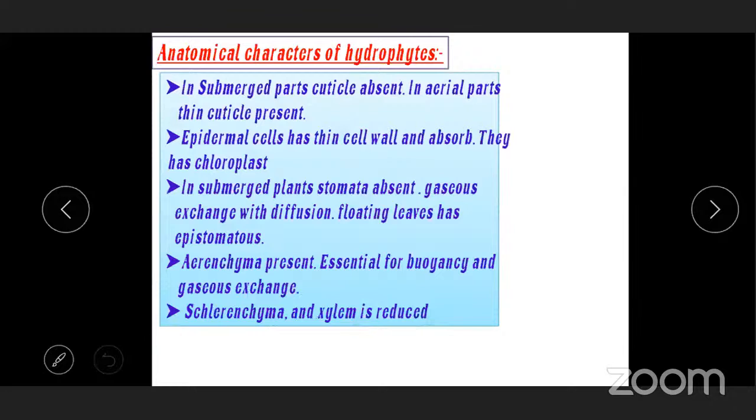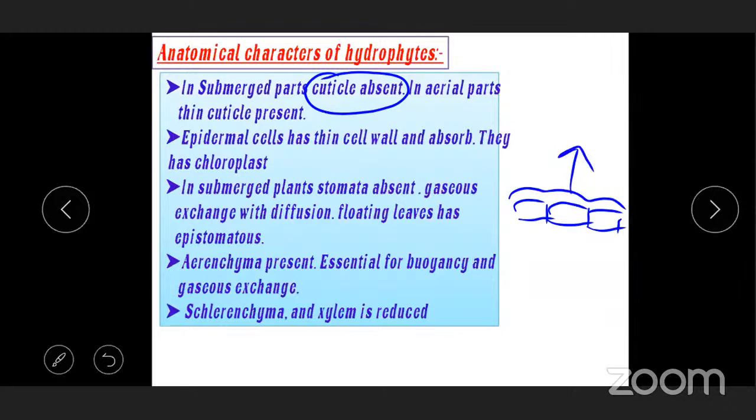Now, anatomical characters of hydrophytes. Anatomical characters means how the hydrophytes are designed inside of the plants. First, in submerged plants, cuticle is absent. What is cuticle? Generally in some plants, the epidermis is covered by one cutinized layer like this. This is called a cuticle.